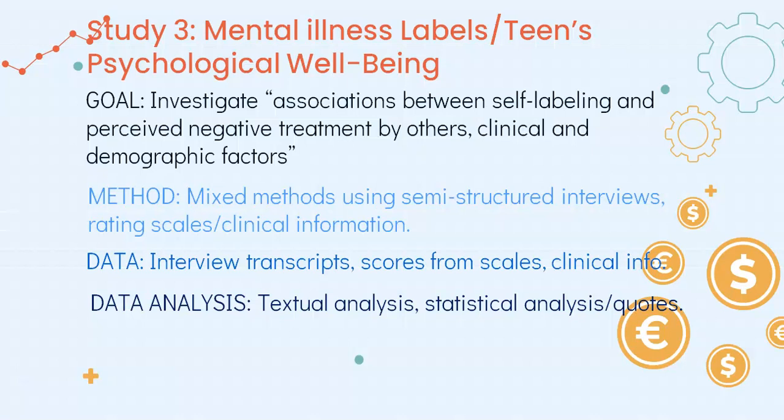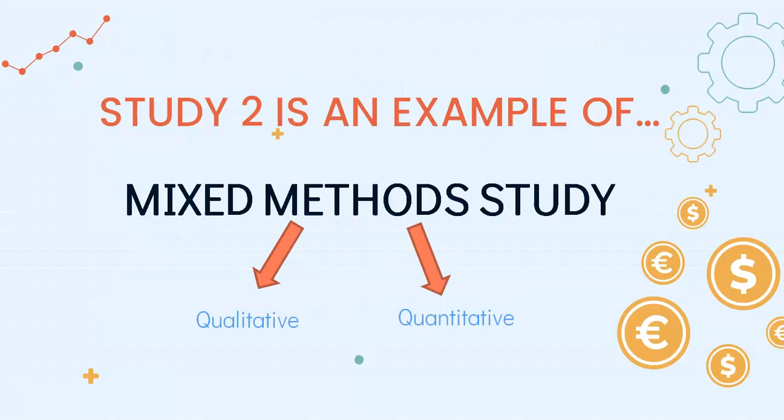The data in this case consisted of interview transcripts, scores from the scales, and clinical information. Because researchers combined two methods, they also needed to use several data analysis techniques. The researchers used textual analysis to find the themes in the interview transcripts, and they ran statistical analysis for relationships between the variables on the scales and the clinical information. This article includes quotes from the teens as well as statistical tables. Because this study uses both qualitative and quantitative methods, we call it a mixed methods study.